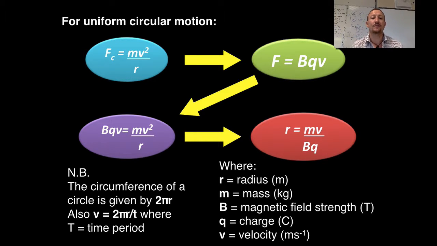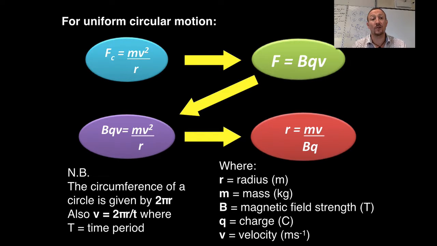Now we know that the circumference of a circle is 2 pi r, so as a result we can also substitute in V equals 2 pi r over t, where t is going to be the time period of the circle. So we've got a variety of different things that we can work on with respect to charge floating into a magnetic field. And if you go and try some of the exercises that I posted, I put a worksheet on this post, then you'll be able to see the different types of questions that you could be asked.